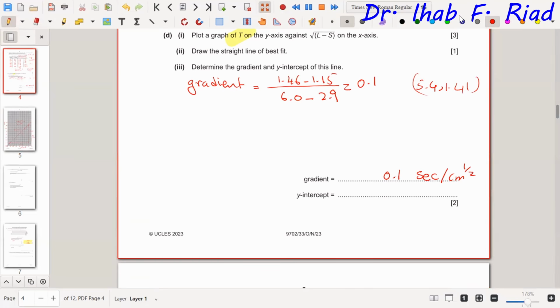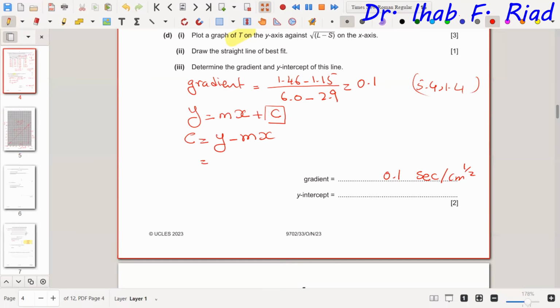Now, what I'm going to do is write the equation of a straight line. Y is equal to mx plus c. I'm looking at calculating c, right? So c is equal to y minus mx.